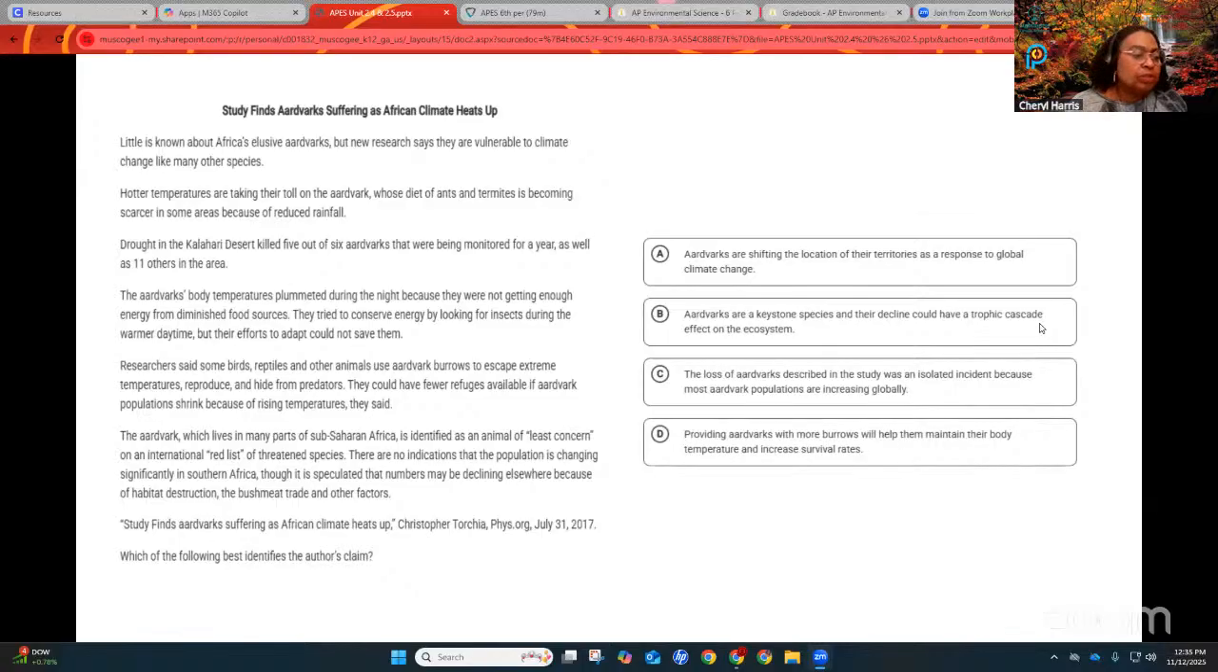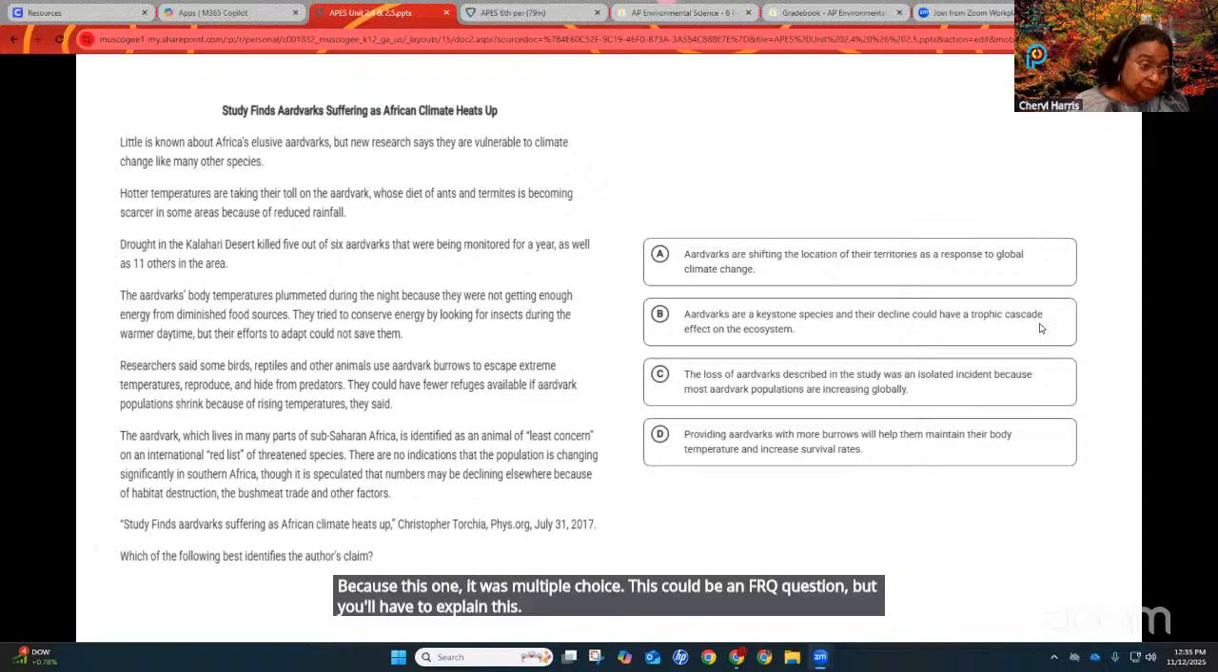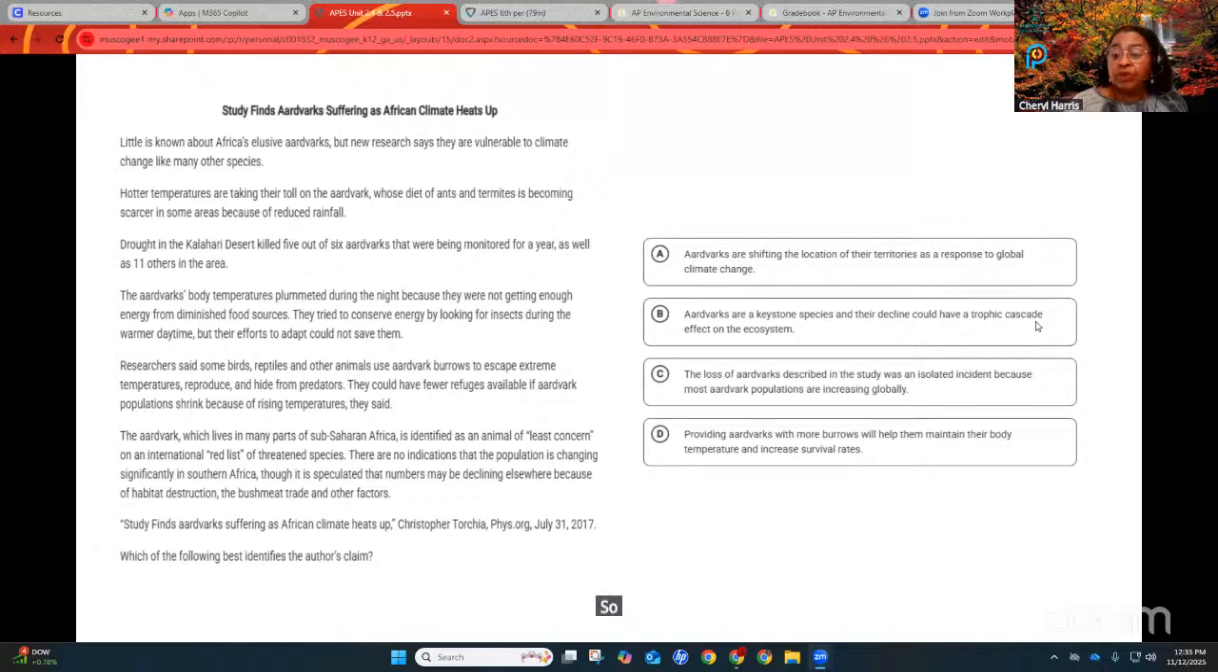Because this one was multiple choice. This could be an FRQ question, but you'll have to explain this. So what does trophic cascade mean? And if you don't know, you should be looking it up.